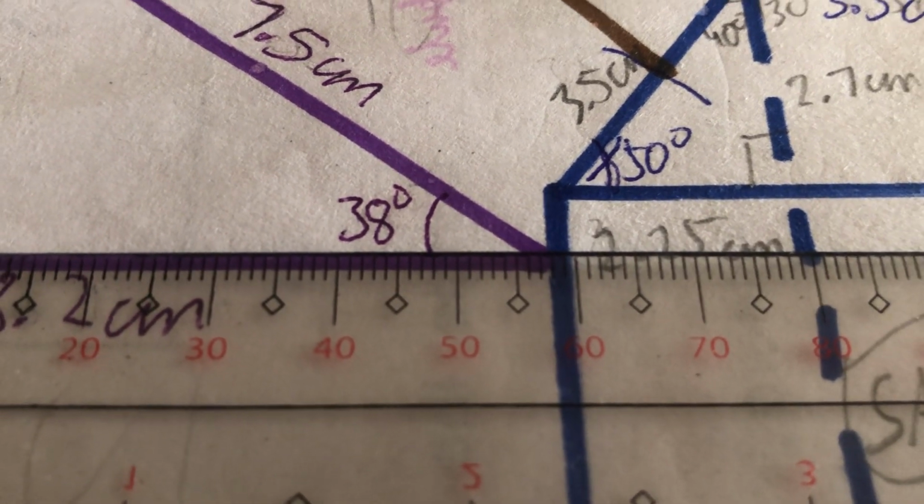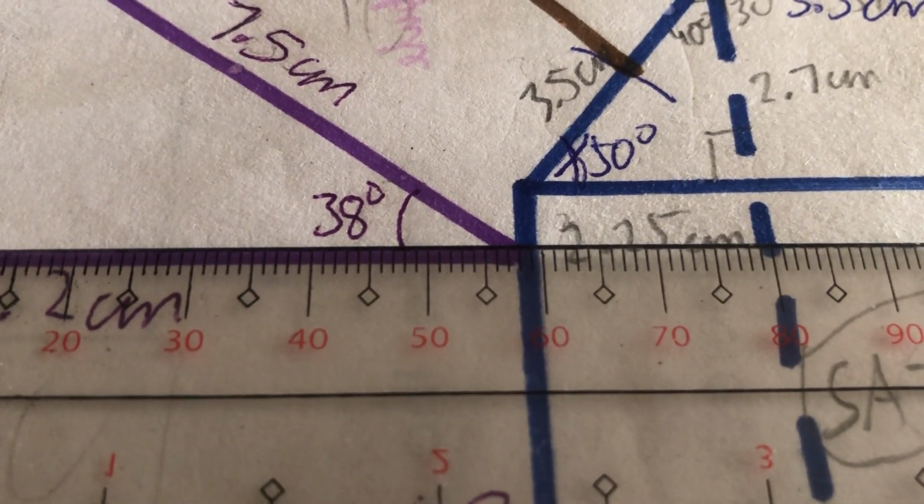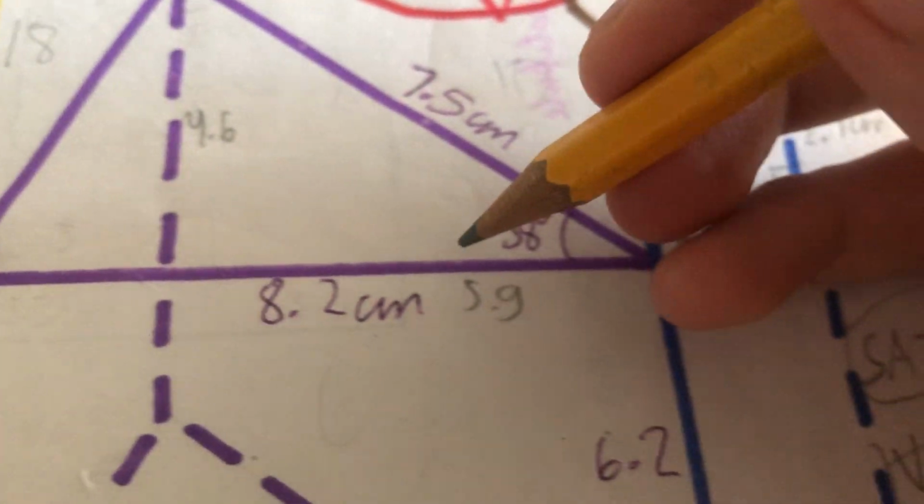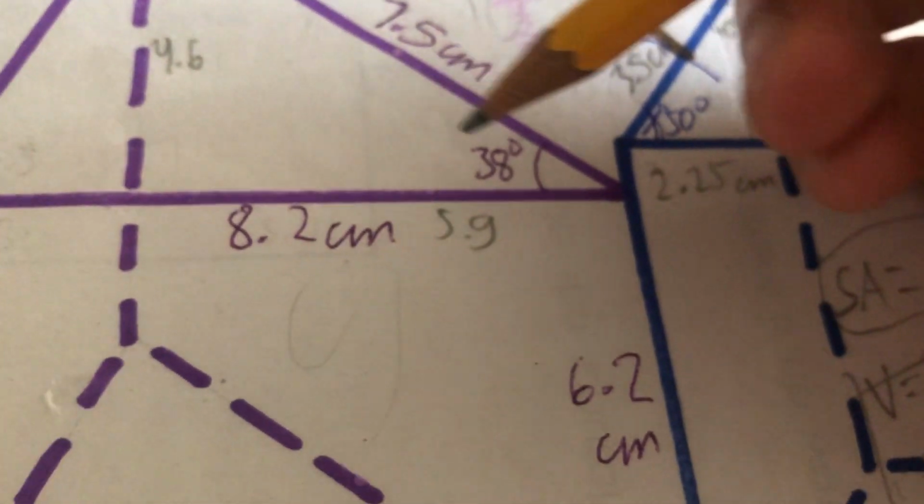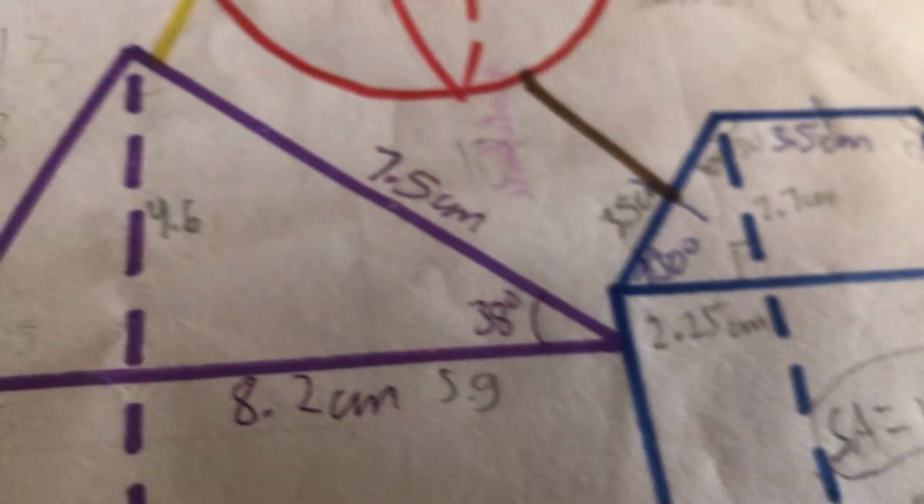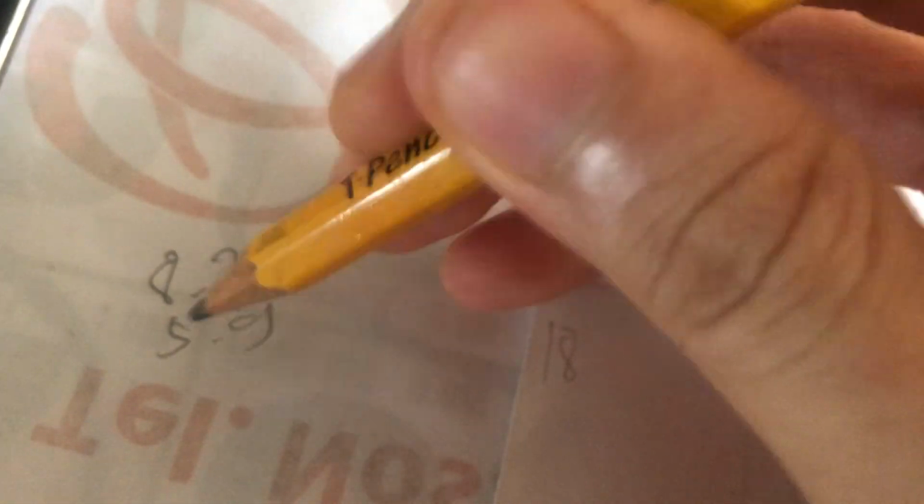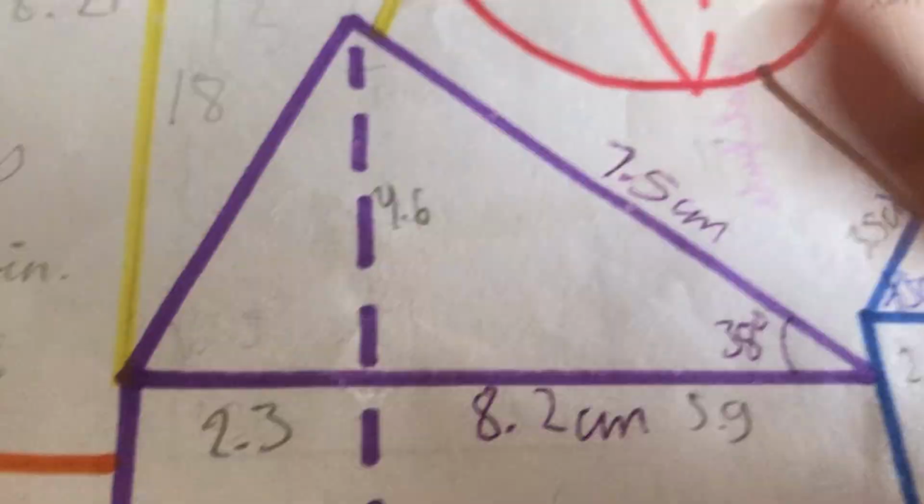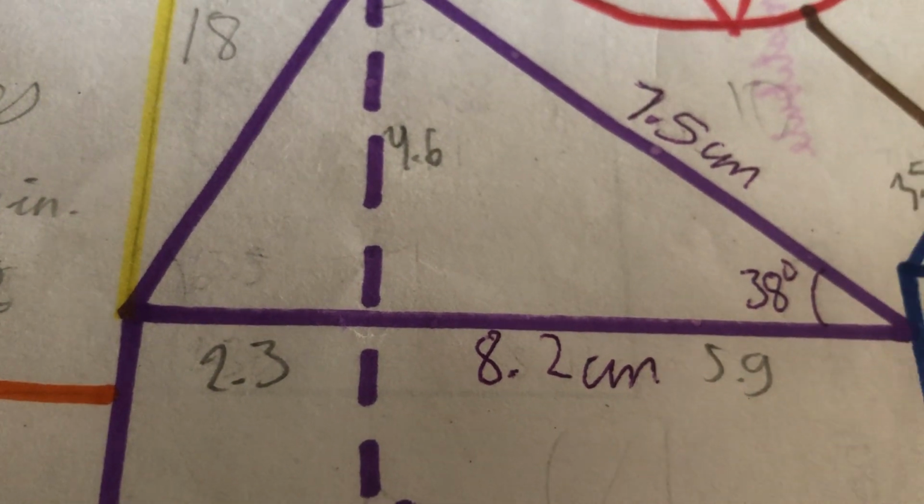You can see it's close to 4, 5, 6. So 5.9. Since we have 8.2, we need to subtract. So, 8.2 minus 5.9: 12 minus 9 is 3, 7, 2.3. Therefore, the remnant side must measure 2.3 centimeters.